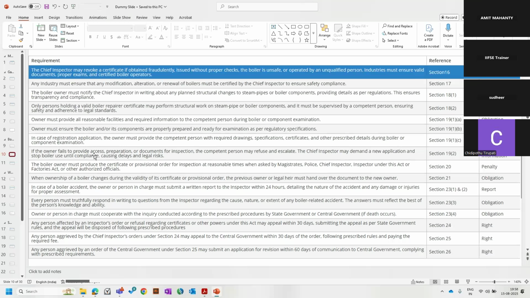The owner fails to provide access. So if it is not provided, they will be escalated. Then they can refuse the operation of the boiler. So if the owner is not supporting the competent person who is coming for the inspection, the competent person will inform the boiler inspector, so that they will stop the operation of the boiler till compliance.